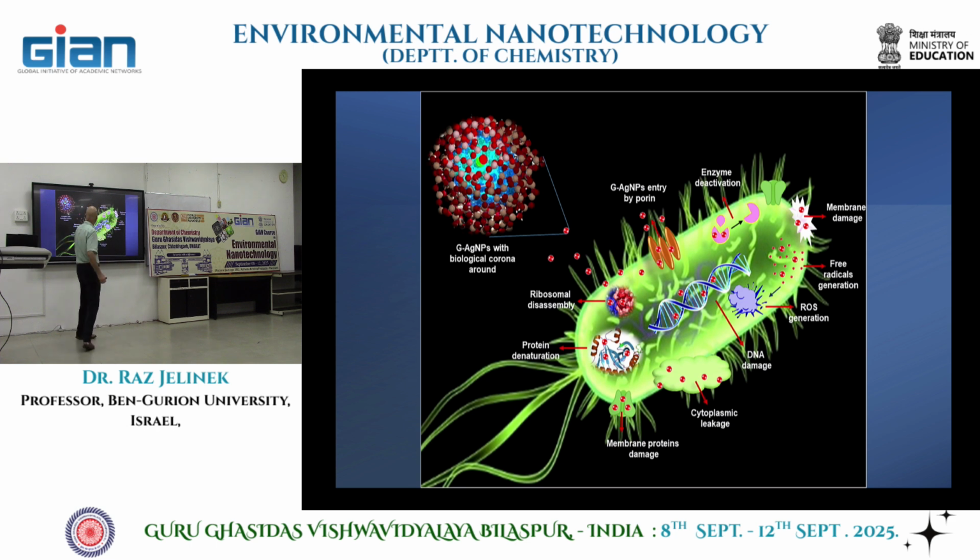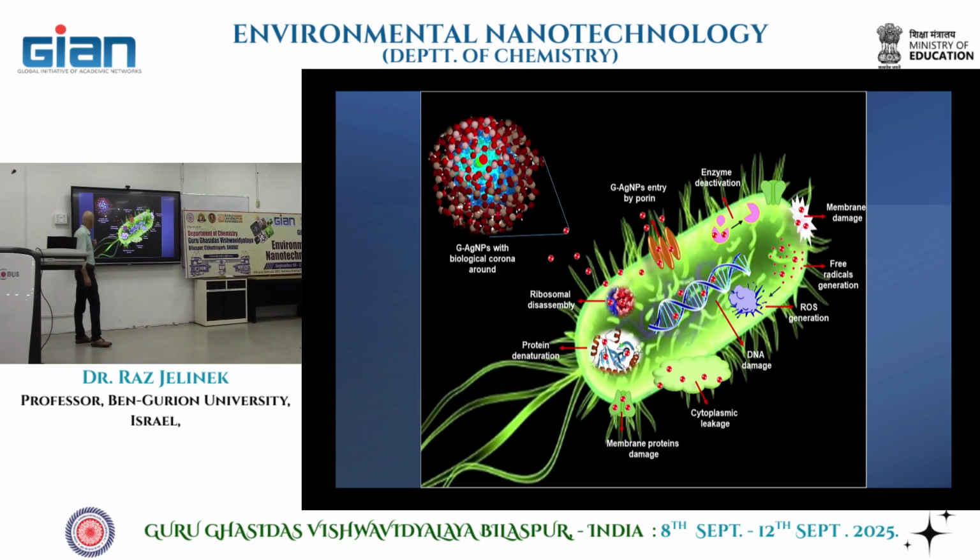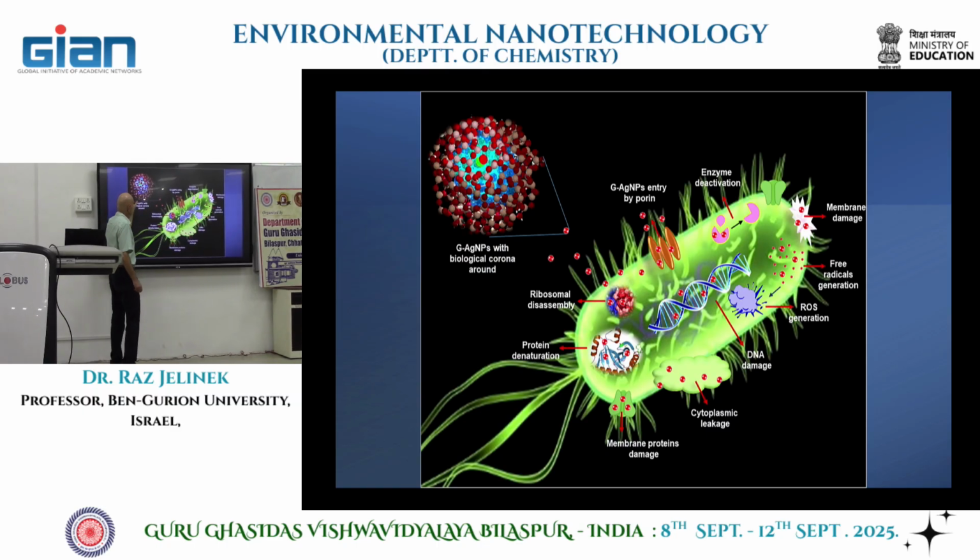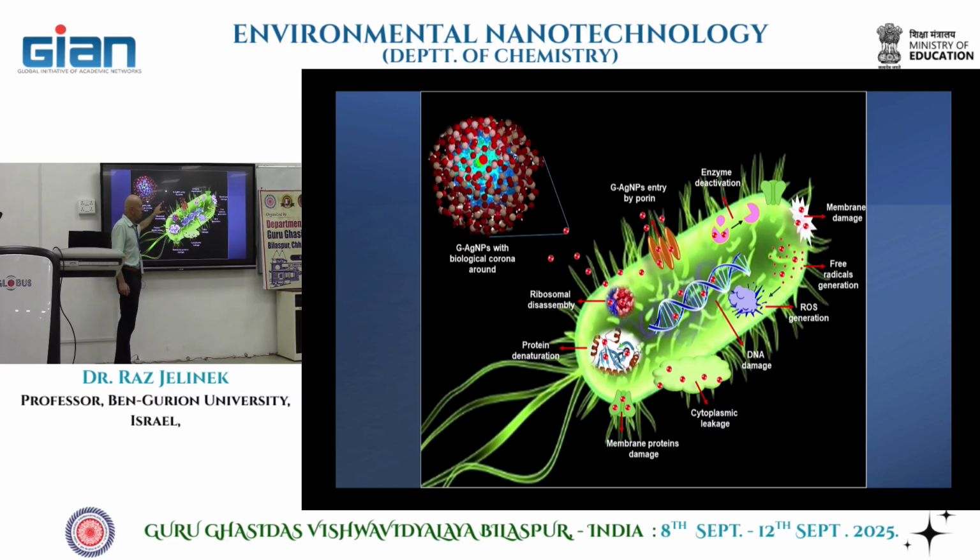These are some examples of what silver nanoparticles can do in bacteria. This is a general shape of bacteria. We have DNA, we have proteins and enzymes inside the bacteria. And here we can see what the silver nanoparticle can do. These are the silver nanoparticles. You see that they are very small. If they are very small, they can go into the bacterial cell very easily.